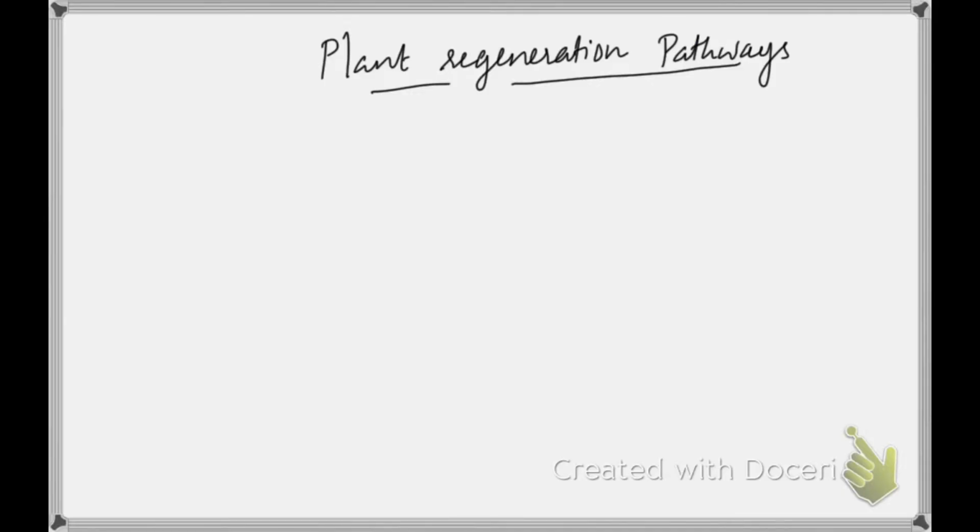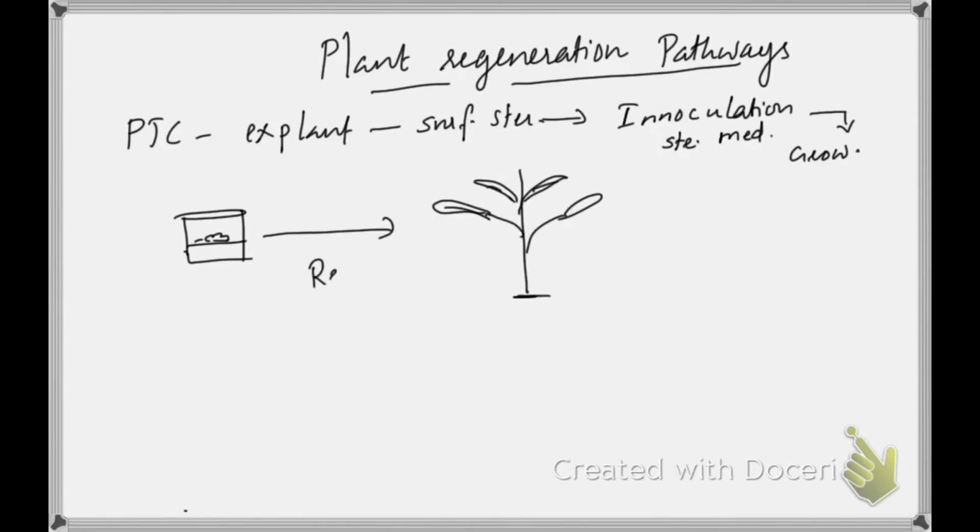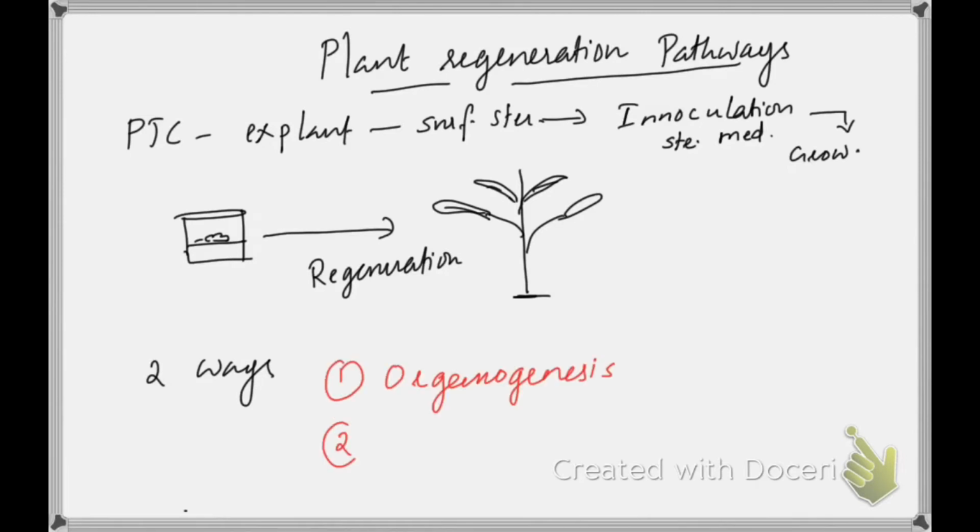Today's topic is plant regeneration pathway. When we do plant tissue culture, we take explant, surface sterilization, inoculation on a sterilized medium, then we allow them to grow in the growth chamber. Now the question comes: we get a group of tissue in the growing chamber on a sterilized medium. From this we have to regenerate that plant. The regeneration of plants from this tissue is done by two ways. The first way is organogenesis. The second way is somatic embryogenesis. We'll discuss these two pathways in detail today.